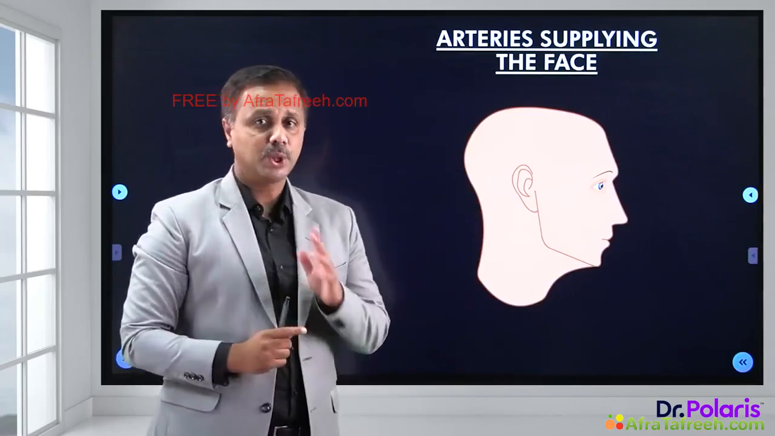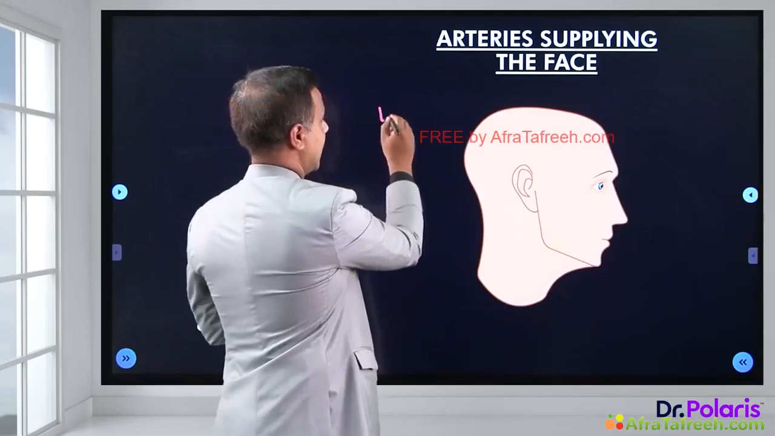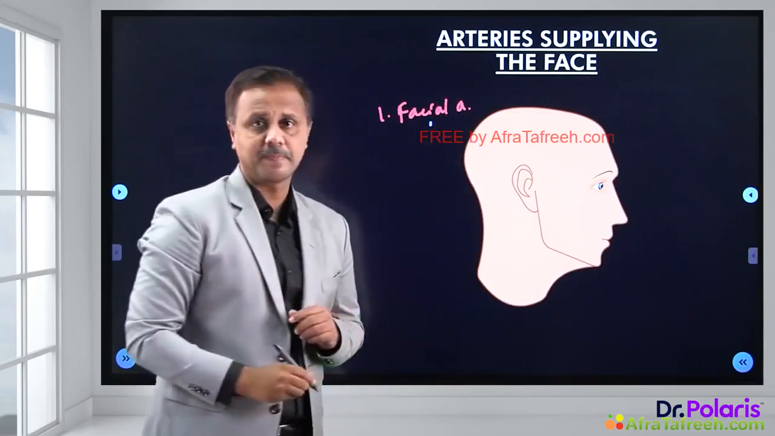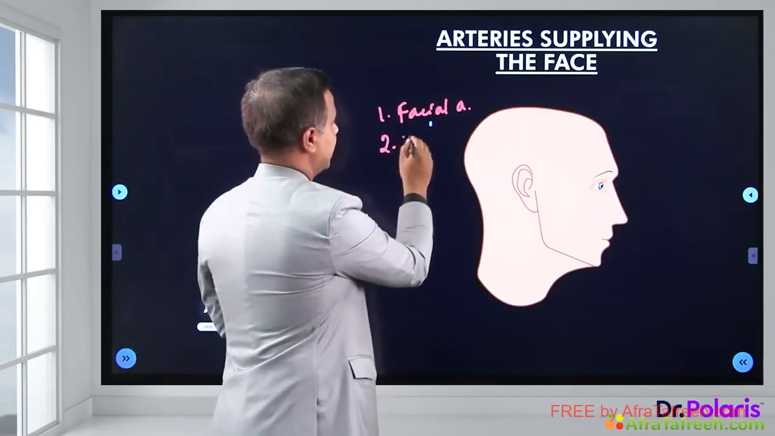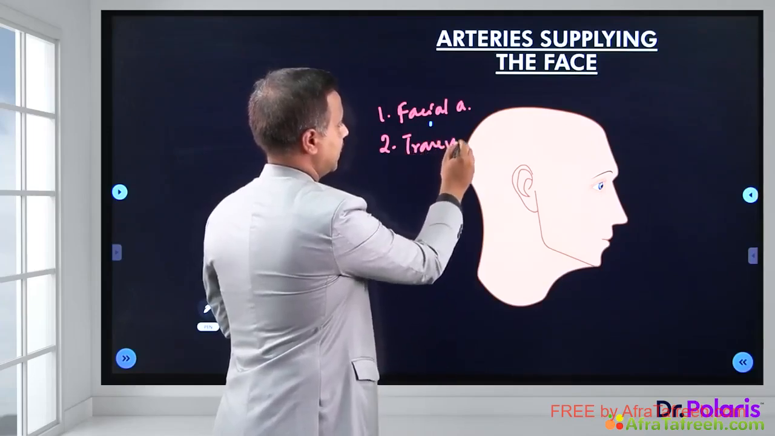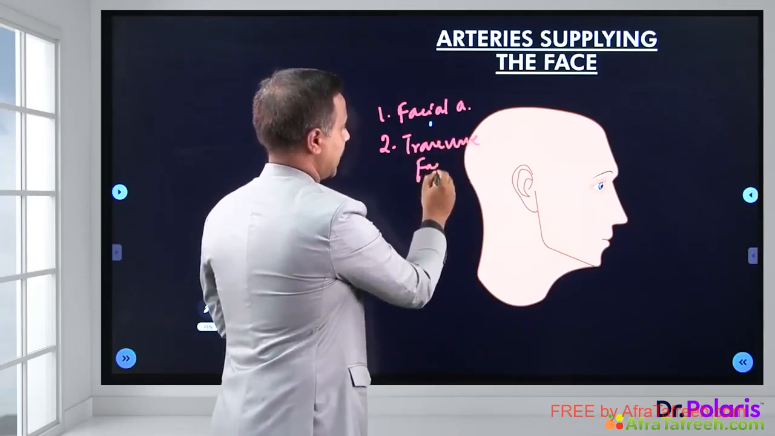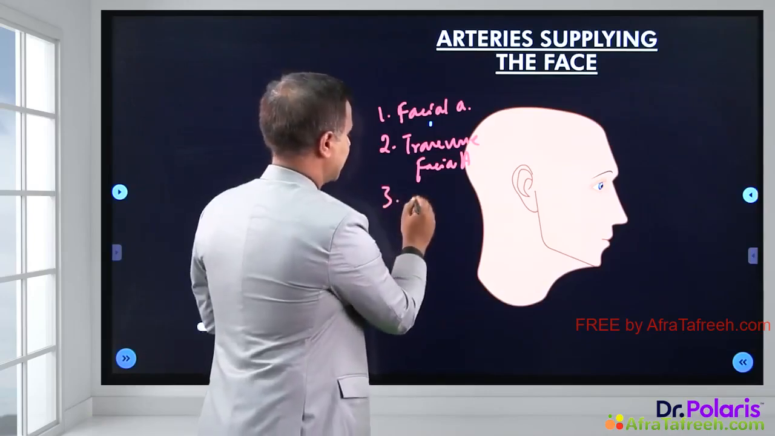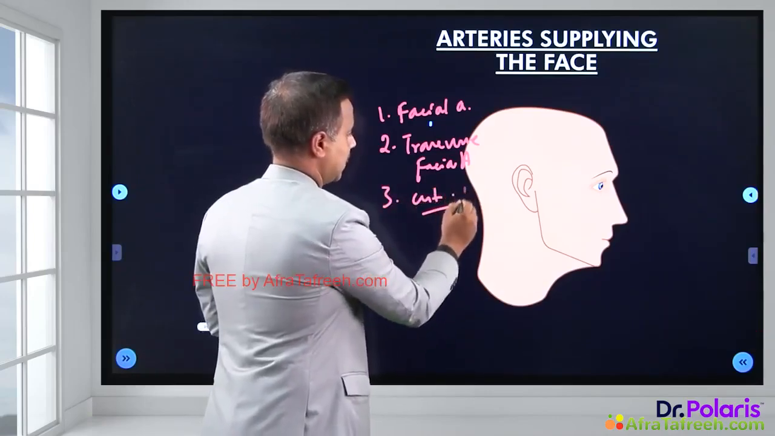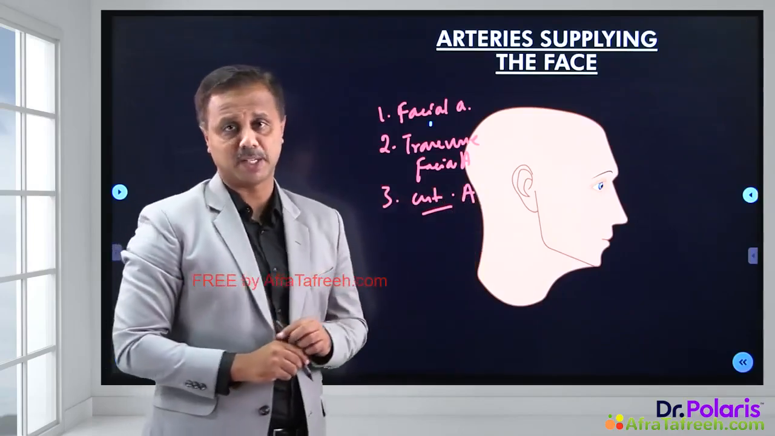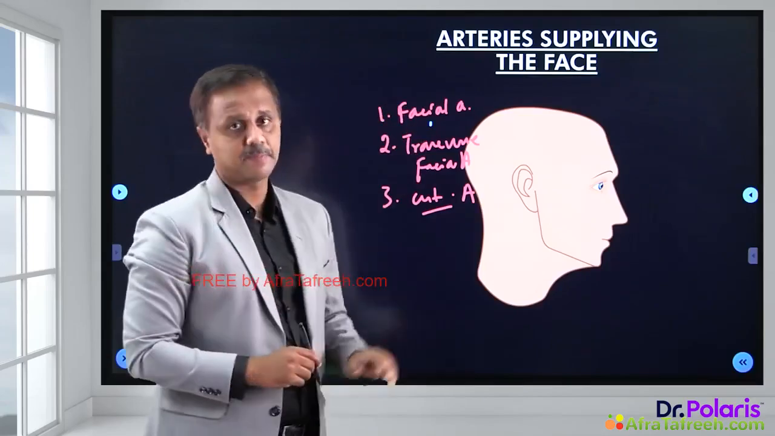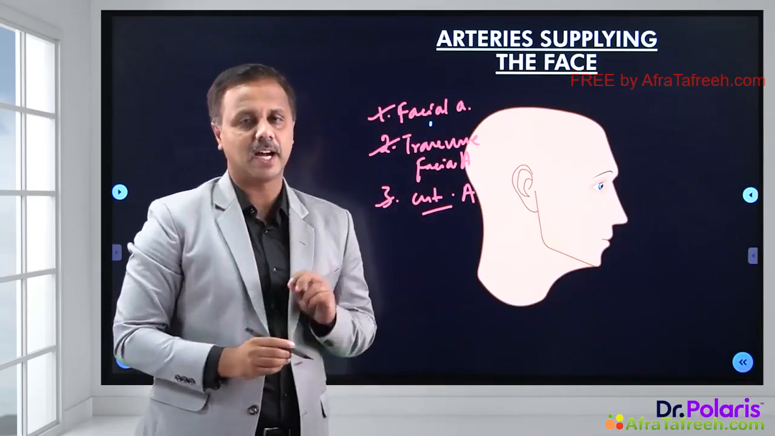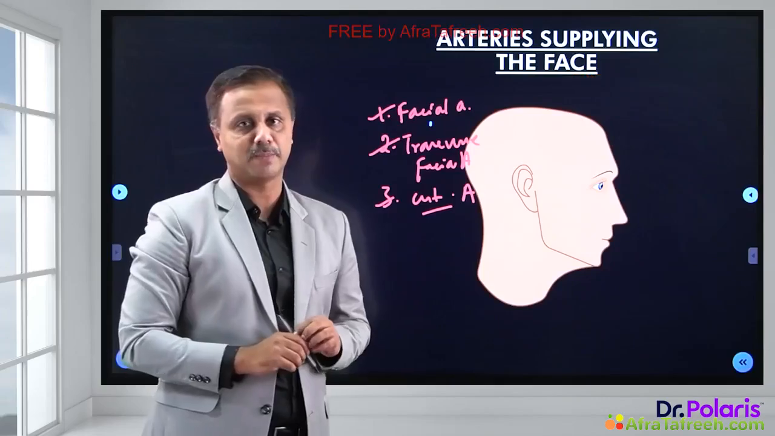The face is supplied by two important arteries. These are the facial artery, which forms the chief arterial supply, and then we have the transverse facial artery, which is the second artery supplying the face. The third is some of the cutaneous arteries that accompany the trigeminal nerve. So remember the names: most important, facial, then transverse facial, and of course a few cutaneous arteries, small arteries accompanying the trigeminal nerve.